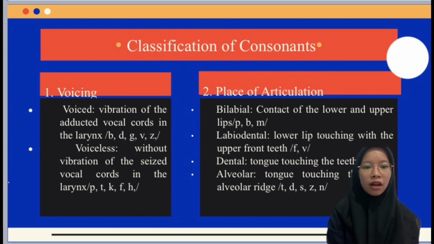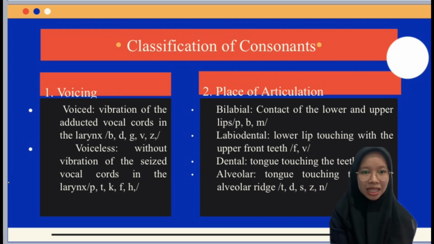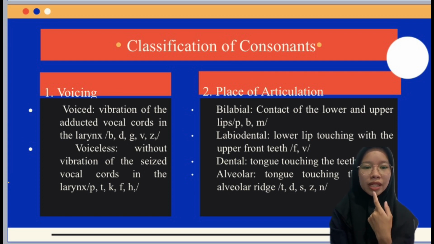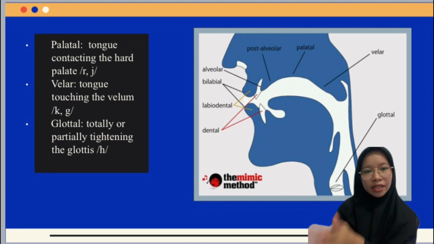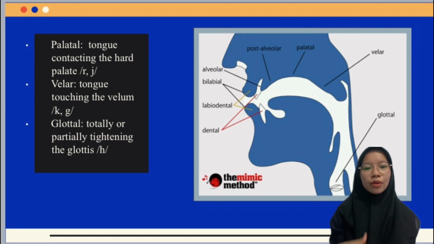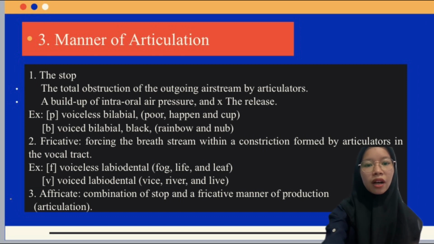And the second is place of articulation. Bilabial: contact of the lips, lower and upper lip, example P. Labiodental: lower lip touching the upper front teeth, like F. Dental: tongue touching the teeth, like T. Alveolar: tongue touching the upper alveolar ridge, like D. Palatal: tongue contacting the hard palate, like R. Velar: tongue touching the velum, example like K. And glottal: totally or partially tightening the glottis, like H. While you read this definition, make sure you also see the picture on the screen for a clearer explanation.